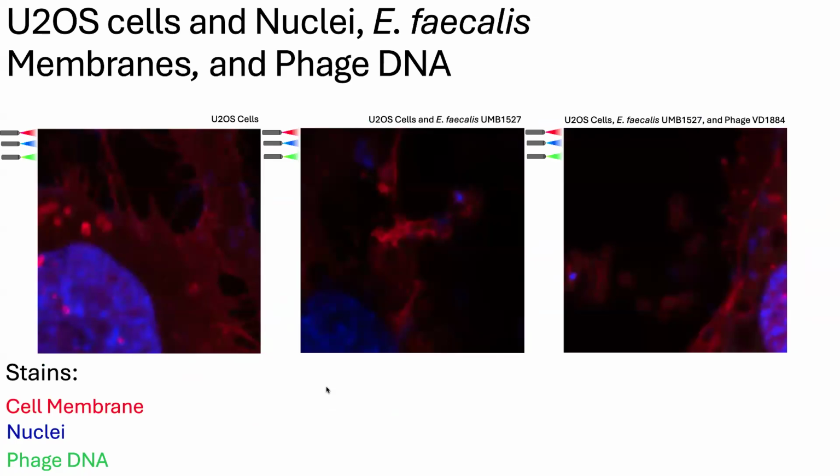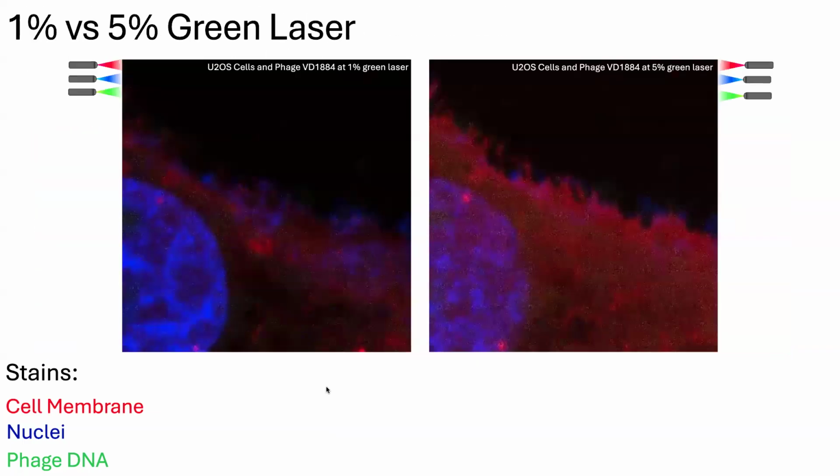Then we imaged just the U2S cells on their own, U2S cells and E. faecalis, and then U2S cells, E. faecalis, and phage. As you can see in this image, right here along this edge, and then right here is all of our bacteria. You can see the outline of the U2S cells. Same can be seen over here. We have bacteria all along this edge here, along the U2S cell membrane. With this imaging, we did see bacteria near the U2S cells, but we did not see phage DNA insertion. And that led us to another issue here.